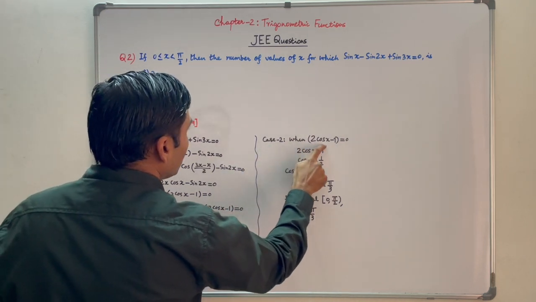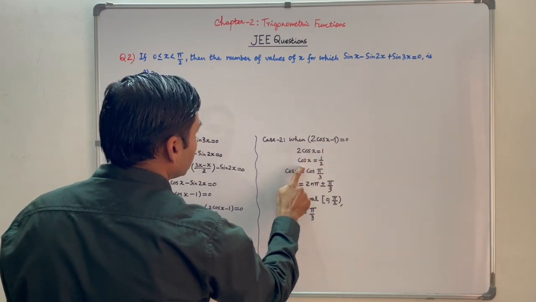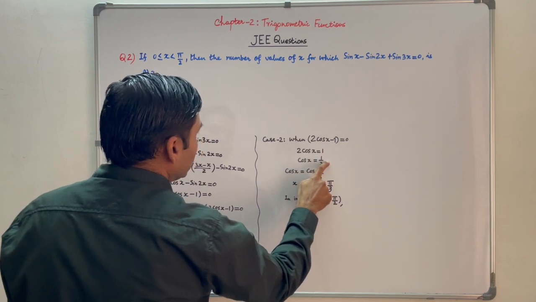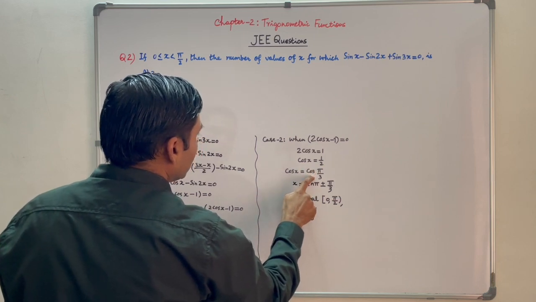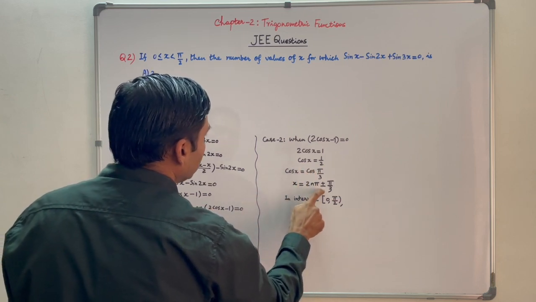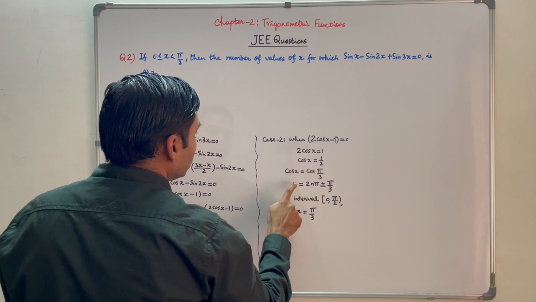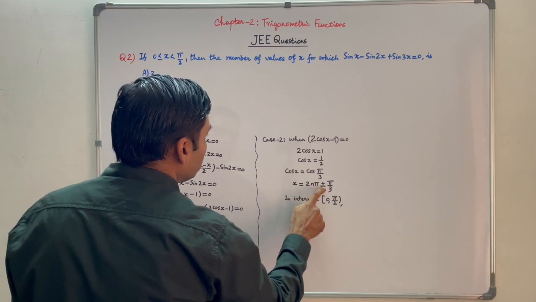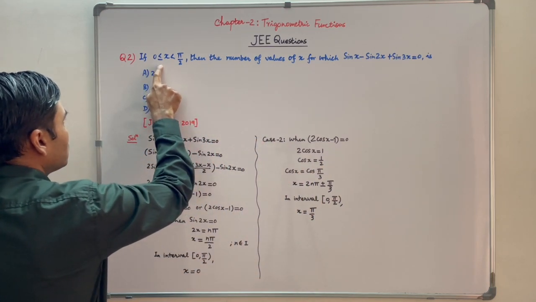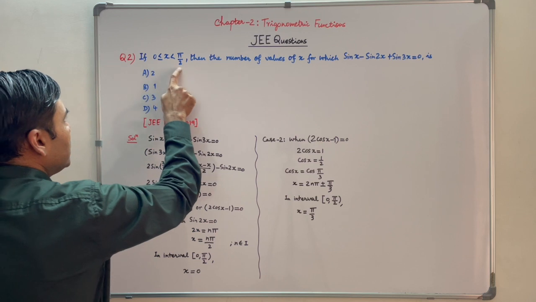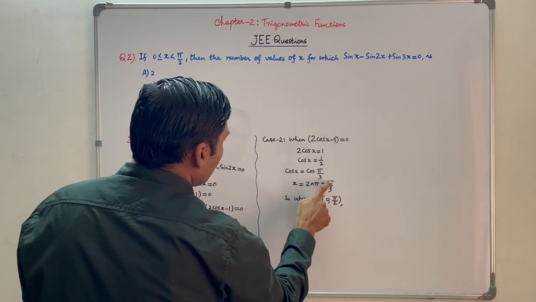Second case, when 2 cos x minus 1 is equal to 0, or 2 cos x is equal to 1, or cos x is equal to 1 by 2, which can be written as cos pi by 3. So cos theta is equal to cos alpha gives the general solution as theta is equal to 2n pi plus minus alpha. Here theta is x and alpha is pi by 3. So the general solution is x is equal to 2n pi plus minus pi by 3. Now in this interval, that is in the first quadrant, where 0 is included but pi by 2 is not included, we can put n is equal to 0. So x is equal to pi by 3.